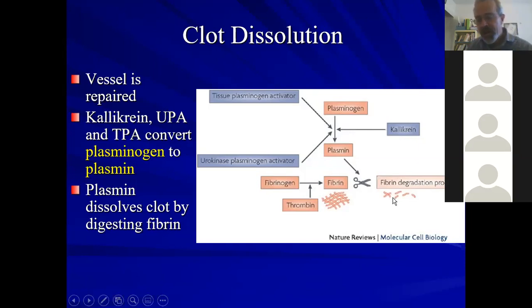So whereas clot formation involves the formation of fibrin into that mesh, clot dissolution leads to the removal of the clot. So with fibrin, you have a clot. Without fibrin, the clot's gone.